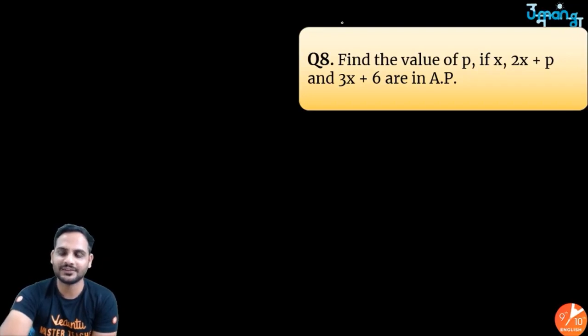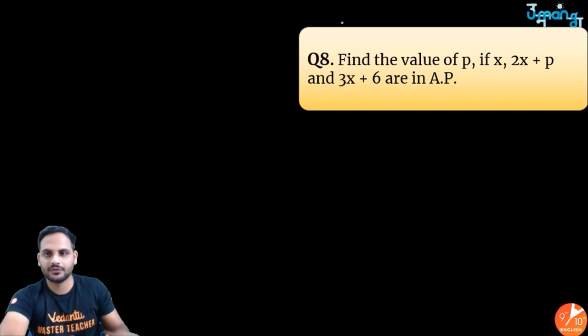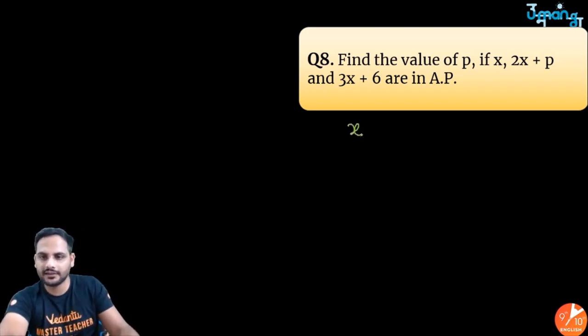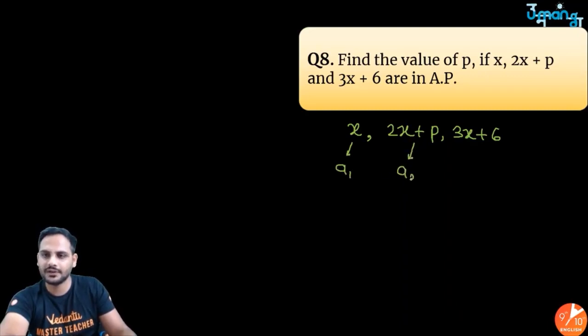Now let's look at the next question. The next question is, find the value of p if x, 2x plus p and 3x plus 6 are in AP. So what they have told is that x, 2x plus p and 3x plus 6 are in AP. So let us say x is a1, 2x plus p is a2 and this is a3.